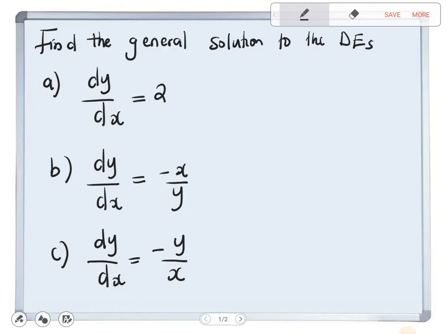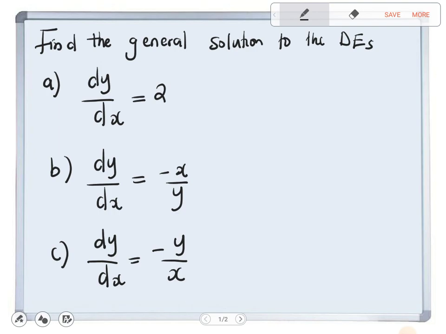That means these general solutions have what we call a family of curves. They belong to the family of curves. We cannot just have one solution, but a family of solutions. This is what we're going to do. The first one is dy over dx is equal to 2.